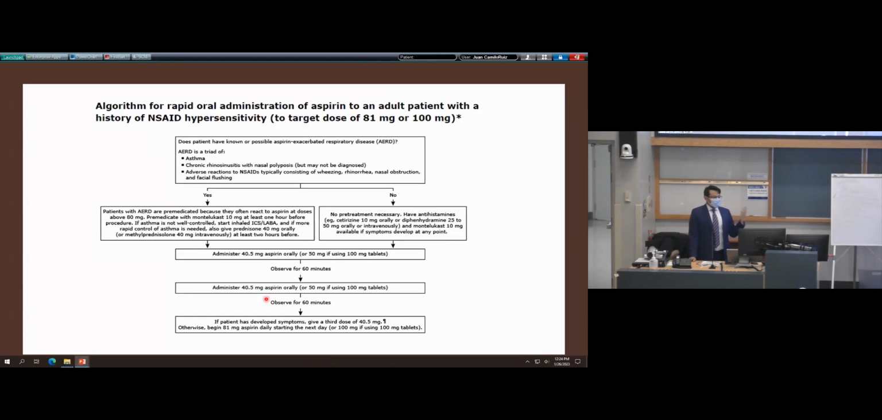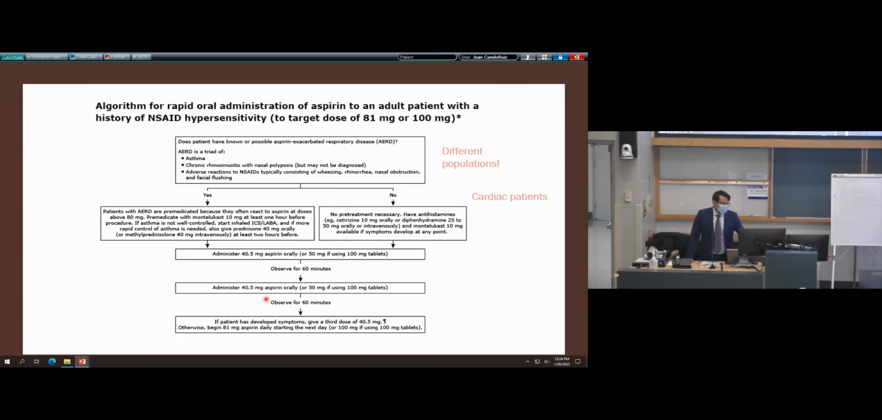If there is a possibility of NERD, then it's probably good to give them montelukast or a leukotriene receptor antagonist. And again, give them a small dose separated by at least 90 minutes. Now, like I said, about 60% of patients will react to the aspirin. So even with NERD, some patients might not react at this dose.